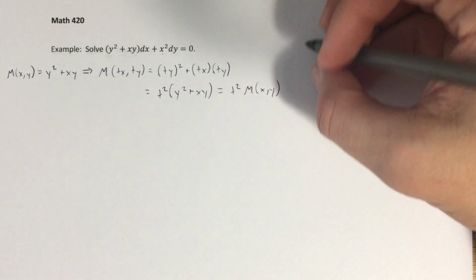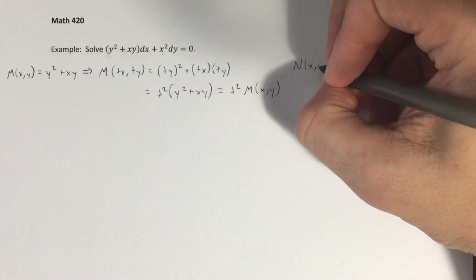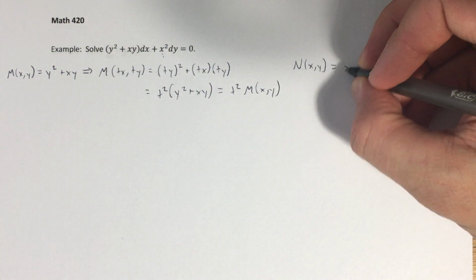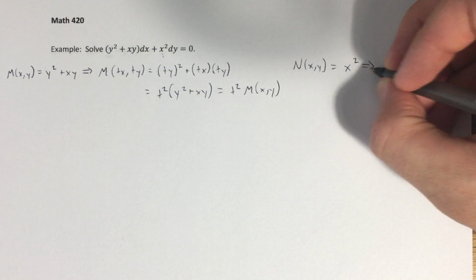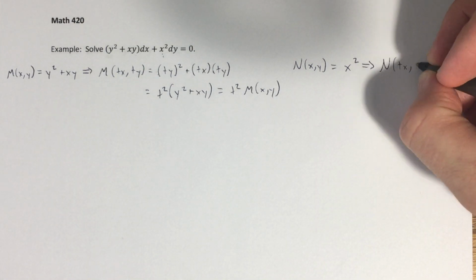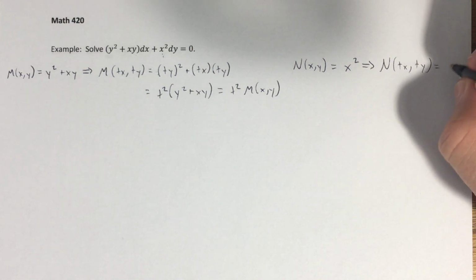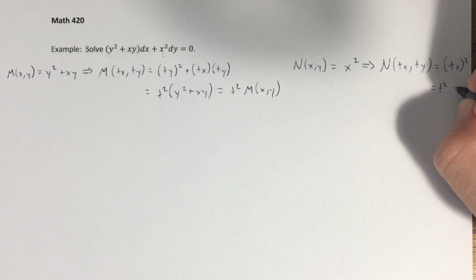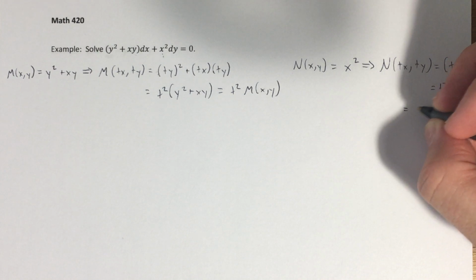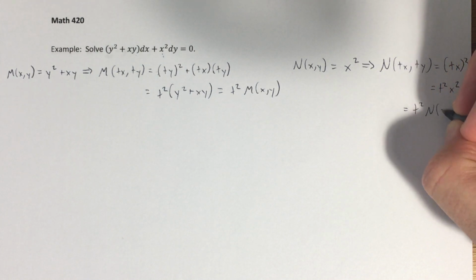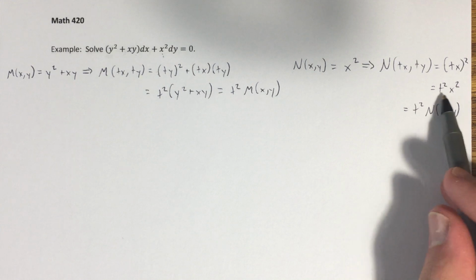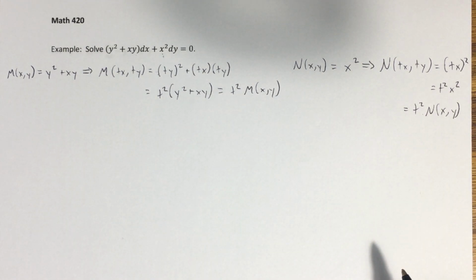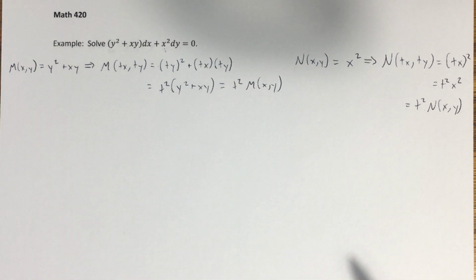It's homogeneous. It fits that definition, right? If I also define N of x,y to equal this second function here, x squared, that implies that N of tx, ty is equal to (tx) squared, which is equal to t squared x squared, or t squared N of x,y. I can see very clearly that that's what this is. So these are both homogeneous of order 2, allowing me to use this technique.